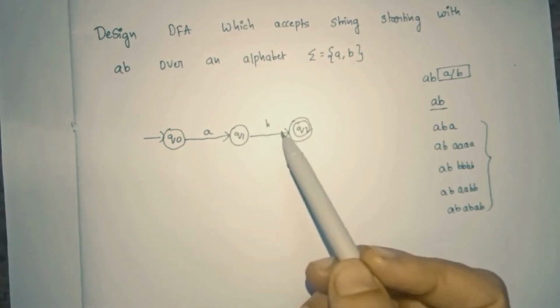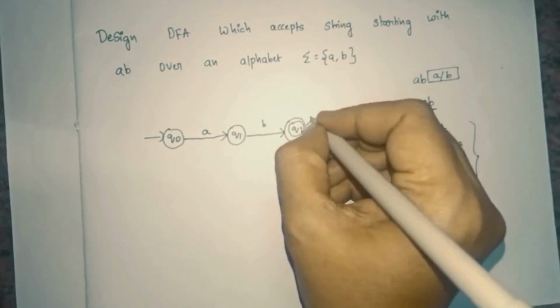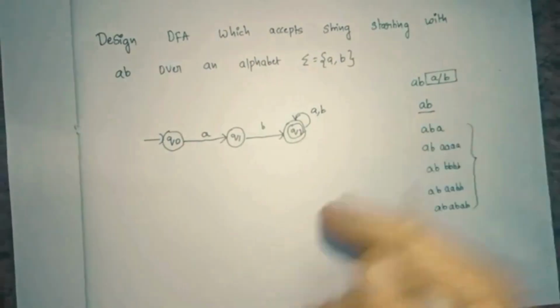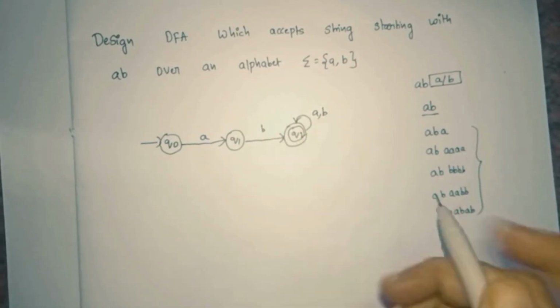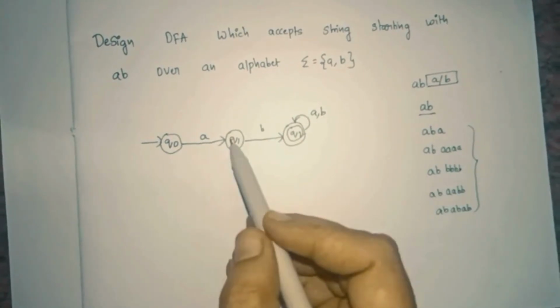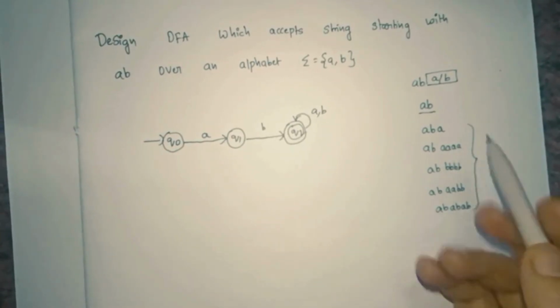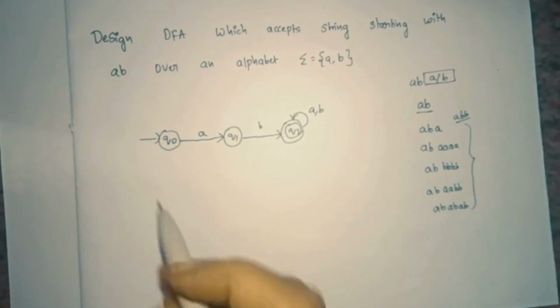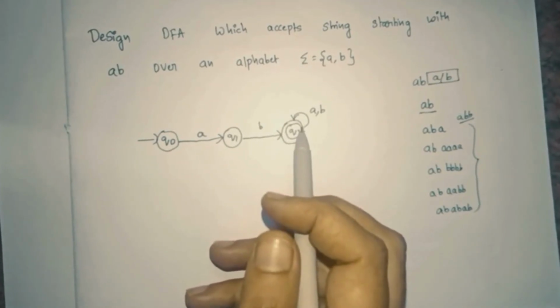After AB, it can have any number of A's or B's. So after AB, we can have any number of A's and B's, which means we can put a self loop on Q2 for any number of A's or B's. Suppose I take ABA, it is accepted. Next, if I take one more string like ABB, this string should be accepted. So ABB, hence it is accepted.